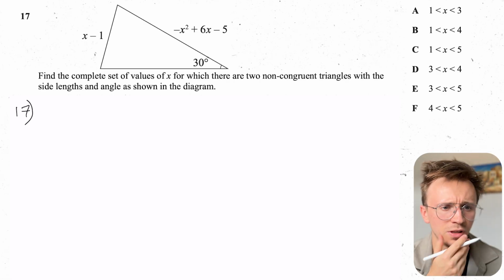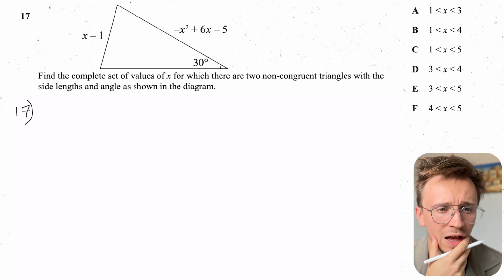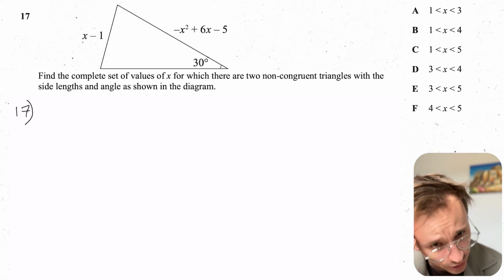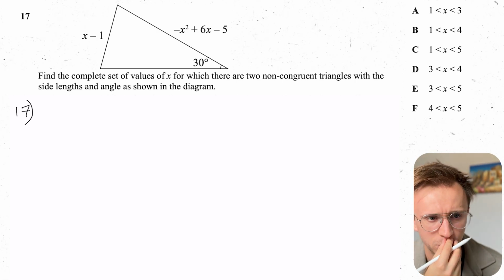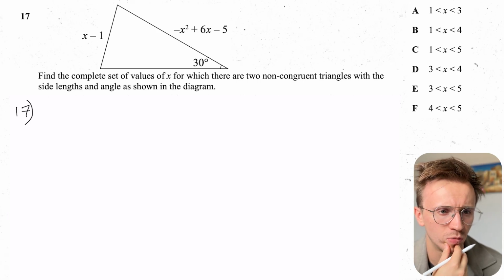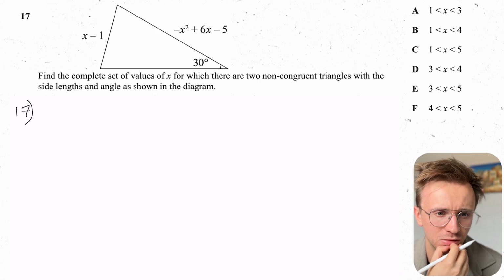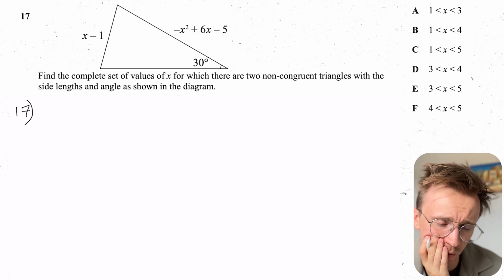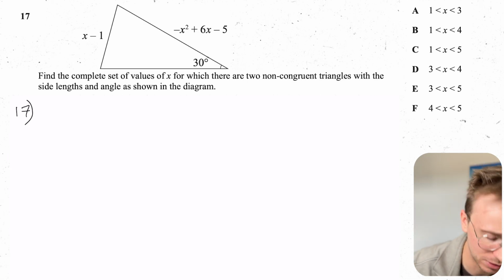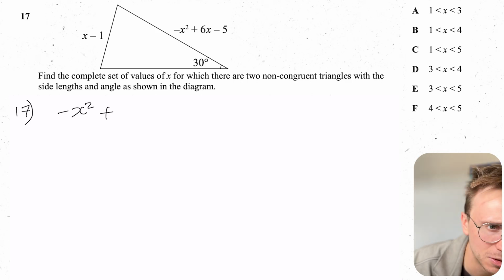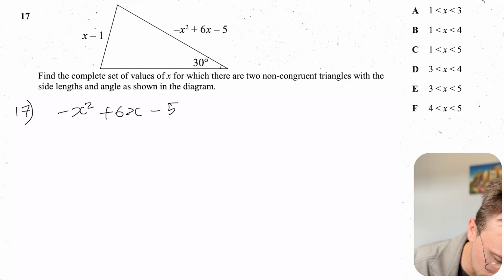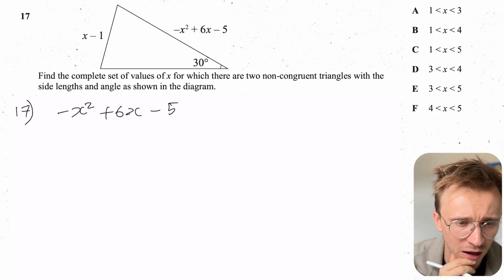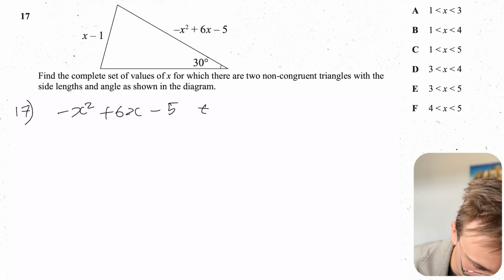17. Okay, so find the complete set of values of x for which there are two non-congruent triangles. So if they're two non-congruent, that means they're not the same shape. So they must have different lengths, but one length has to be the same, it's the other length, so I just need a solution to that, right? Am I missing something? So for me, this suggests that minus x squared plus 6x minus 5 must have two solutions, and I must also satisfy two solutions.